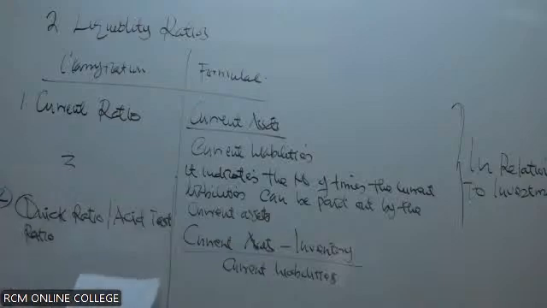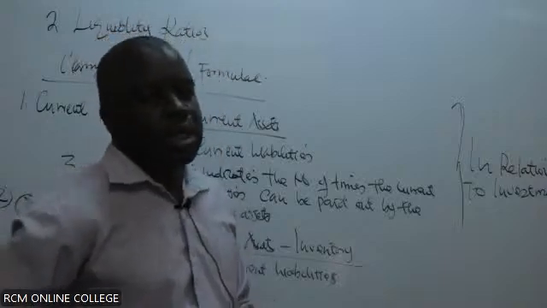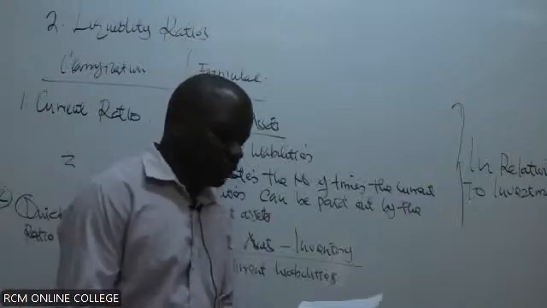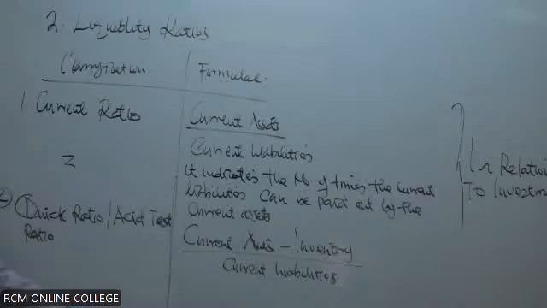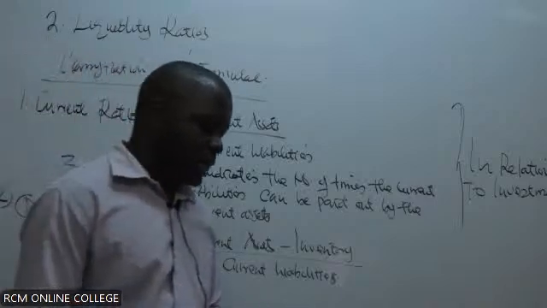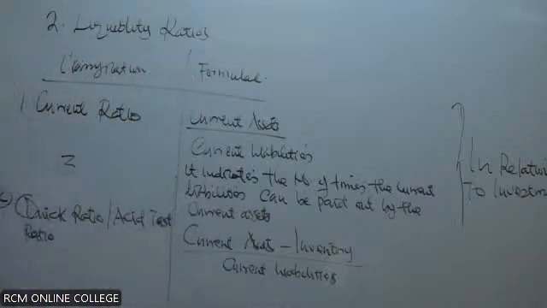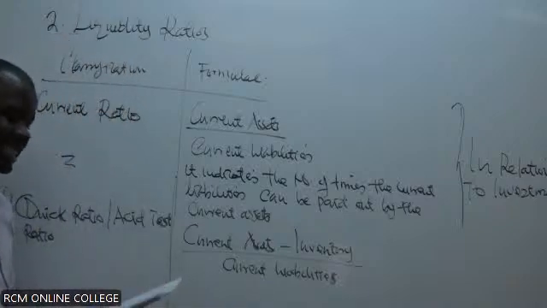Which I've already explained: the ones that you can easily convert into cash. Like receivables, cash at hand, you already have it. Cash at bank, you already have it. So those are already there and you can easily convert them. Those you compare with your current liabilities, so you know how liquid you are as a company. Then the last one in this case is what we refer to as cash ratio.